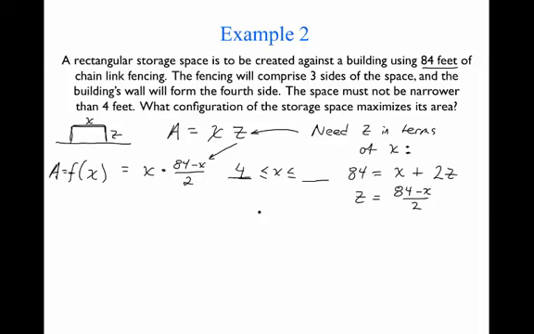Now what about the max? When does the maximum value of x occur? When what situation do we have? When z is 4, right? So when z is the minimum, then we get the most length we can to x. So when z is 4, what is x? 76.